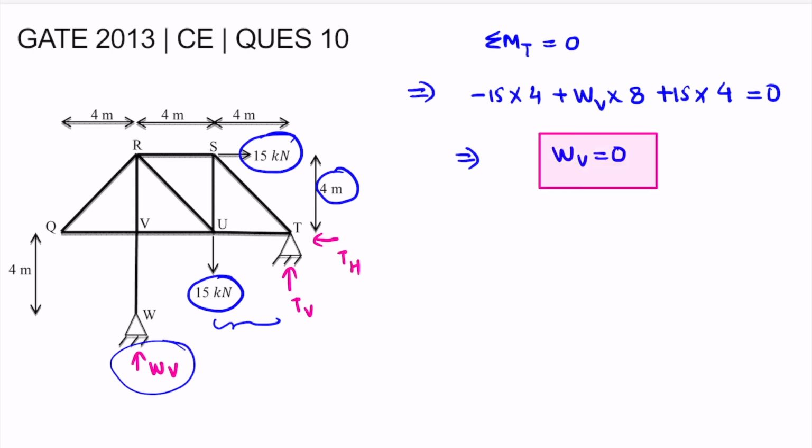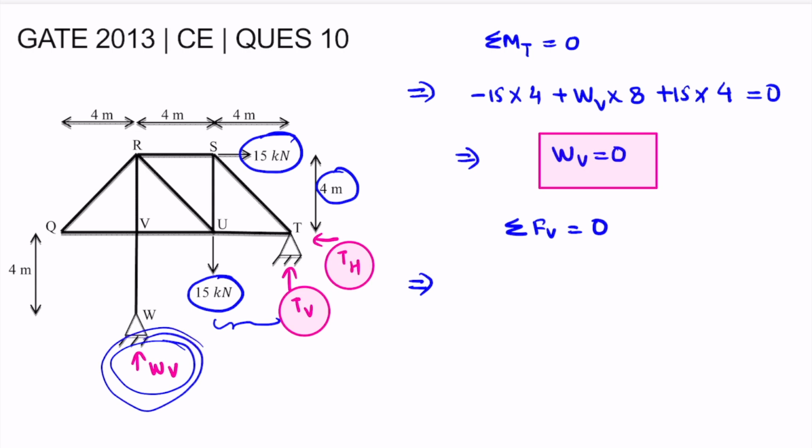Now the next step is to find the value of TH and TV. For that, let us use the equilibrium condition, summation of force in vertical direction 0. What are all the forces in vertical direction? There is this WV, which is 0. Other than that, there is 15 kN, so let's call it minus 15 because it is in downward direction. Another force is this TV, so plus TV, and WV is already 0, equal to 0. From here we get the value of TV as 15 kN.